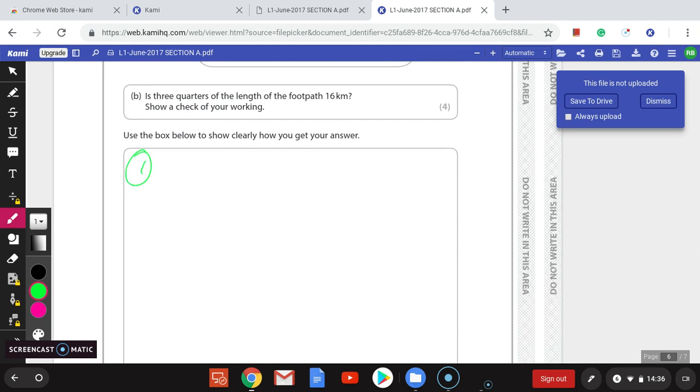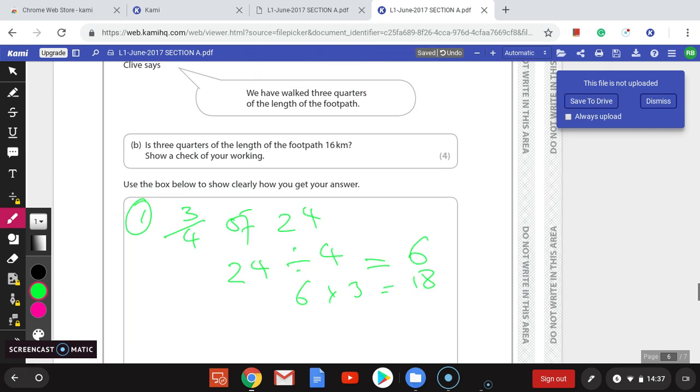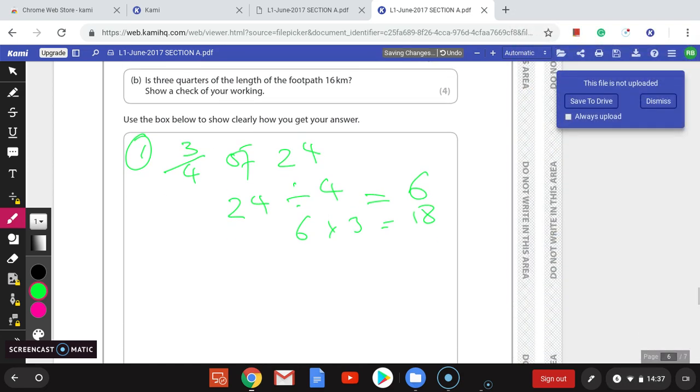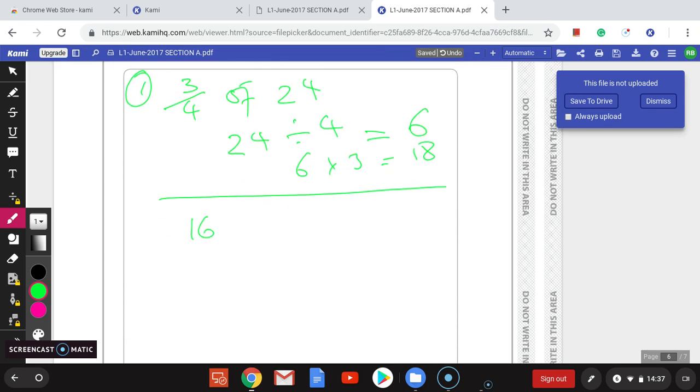The first method, simplest method, is to say literally what is 3/4 of 24. Now to do a fractional amount, you do the amount divided by the bottom, which gives us 6, and then 6 times by the top gives us 18. Well, 18 is not the same as 16, so the answer is no, that's wrong. It's not 3/4. You could do it another way, and you could say 16 out of 24, because that is the fraction of the amount that he's travelled. Is that equal to 3/4? And the answer is no, it's not equal to 3/4.